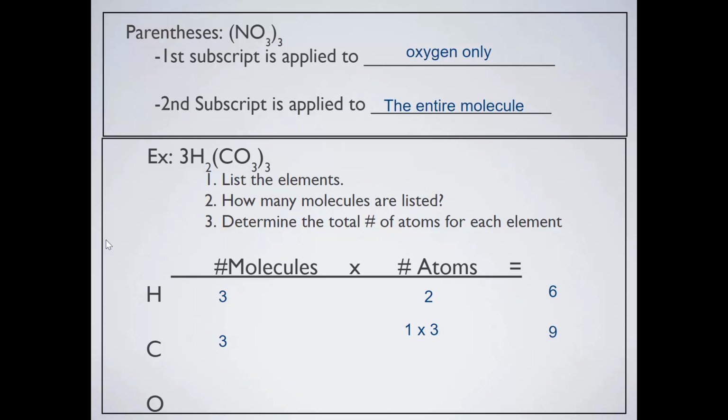How about oxygen? Number of molecules, 3. Subscripts? Inside it's 3. Outside it's 3. Total? 27. You can't math. 27. Oh wow, I am not smart. So we getting there? Yeah.